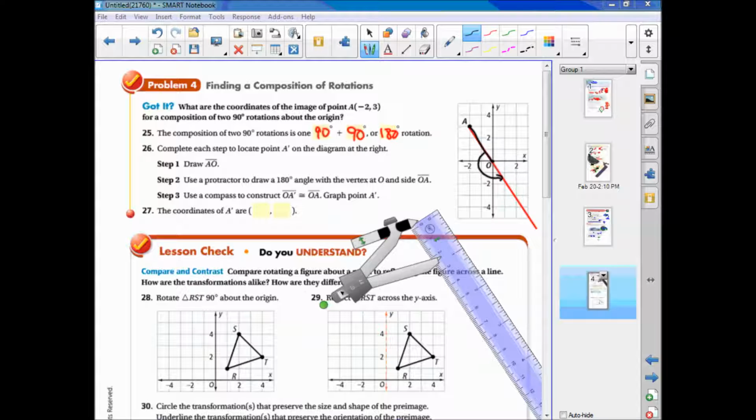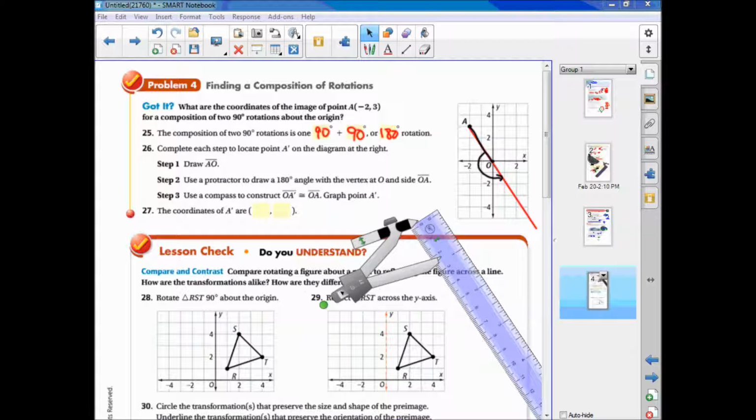We want to do 180. I don't really need a protractor to do that. I'm pretty sure you know that 180 degrees is going to make a straight line. So I'm just going to do my 180 and show that it goes on around to there. Okay, so there's my 180. And now I just need to figure out how long it is from O to A prime.